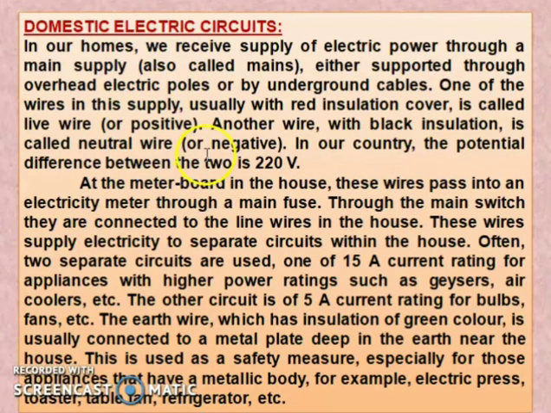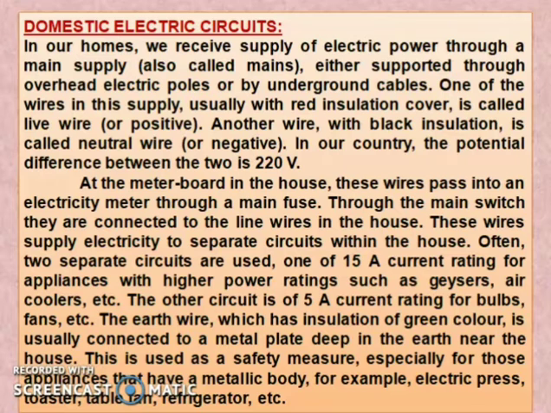Next, our topic is the domestic electric circuit. In our home, we receive a supply of electric power through the mains, either through overhead electric poles or by underground cables. One of the wires in this supply, usually with a red insulator cover, is called the live wire or positive, and another wire with a black insulator is called the neutral wire or negative. In our country, the potential difference between the two is 220 volts.